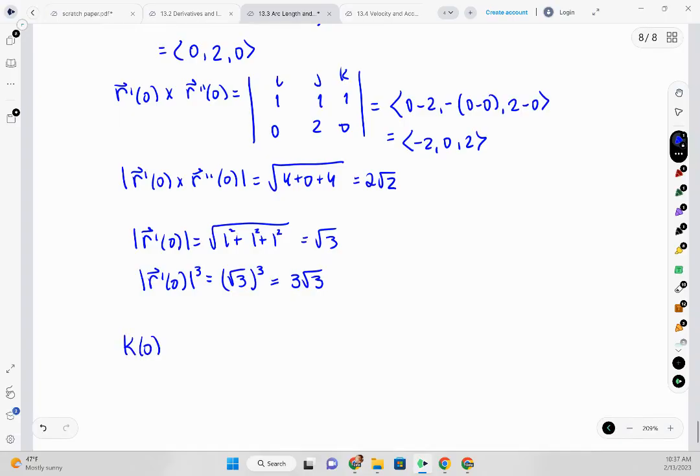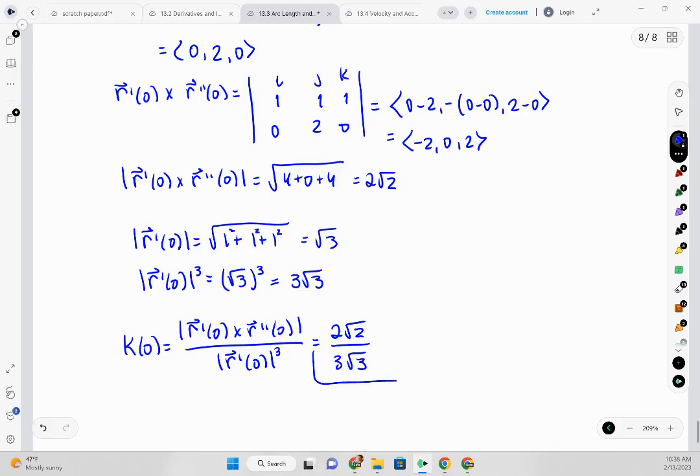Our curvature at 0 is going to be this magnitude of r prime of 0 crossed with r double prime of 0 over the magnitude of r prime of 0 all cubed, which gives us 2 square root 2 over 3 square root 3, and we are done.